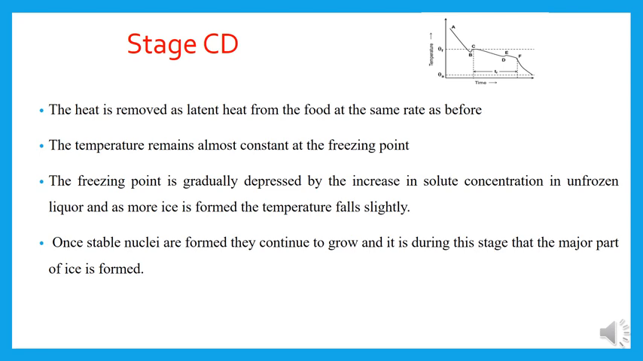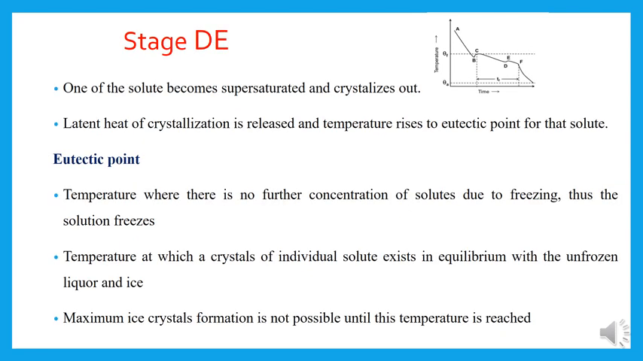So the first stage is pre-cooling, the next stage is the phase transfer stage. At this stage, crystallization continues. The majority of the crystals are formed during stage C. Next is stage D to E. Here one of the solutes becomes supersaturated and crystallizes out. Then the latent heat of crystallization is released, and the temperature rises to a different temperature, that is the eutectic point or eutectic temperature for that solute.